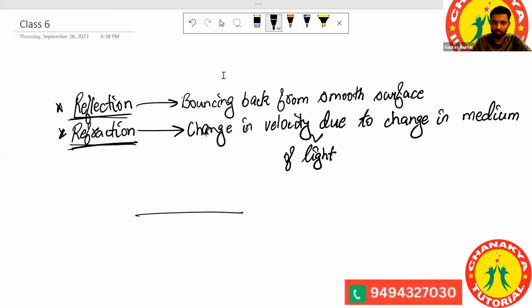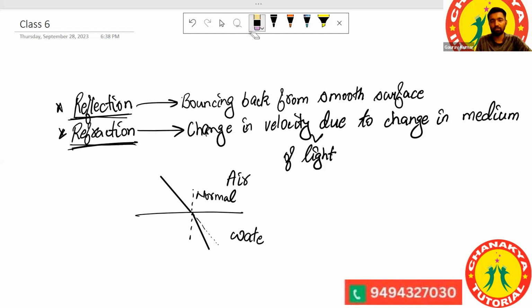So what does that mean? That if this is air, if this is water, and this is normal to the surface. If light is traveling like this, instead of going like this, it bends. So instead of going in a straight line, the light bends towards the normal. This is the normal. So don't worry, you will learn this phenomenon later.